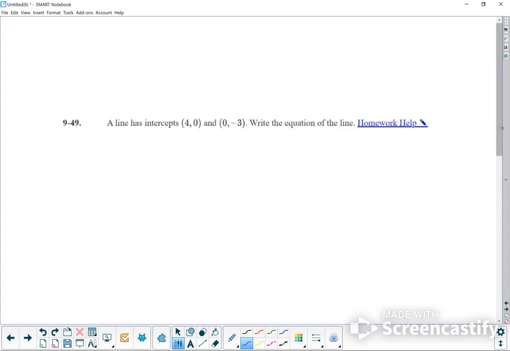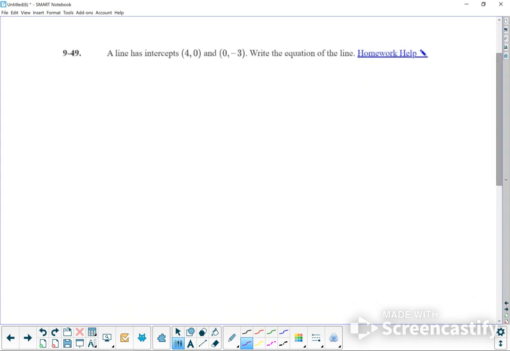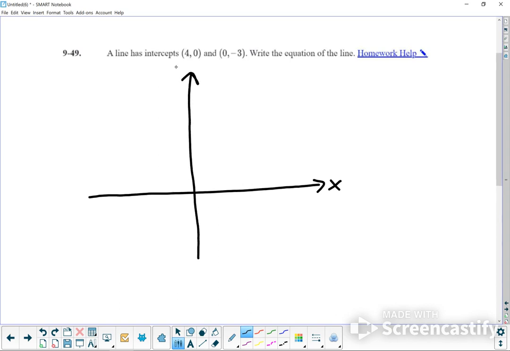Last one. The line has intercepts at 4, 0, and 0, -3. Write the equation for the line. I think on this one, I'm going to go ahead and graph it. Graph my x-axis. Graph my y-axis. Okay, I'm going to do a couple numbers on each side. I'm going to go to 4. So 1, 2, 3, 4. 1, 2, 3, 4. That's -4. 1, 2, 3, -4. 1, 2, 3, 4.